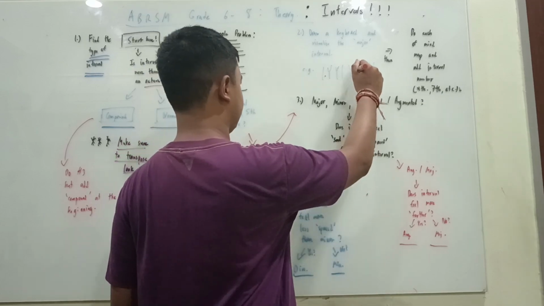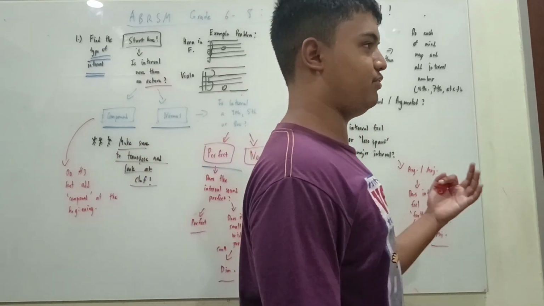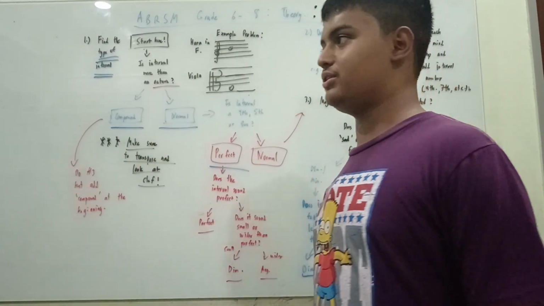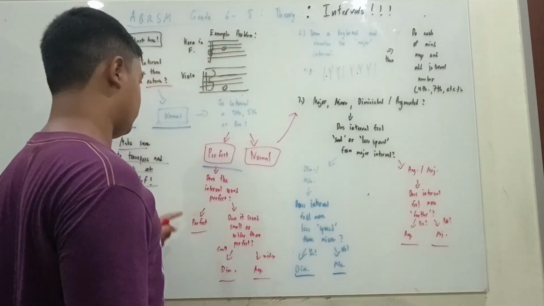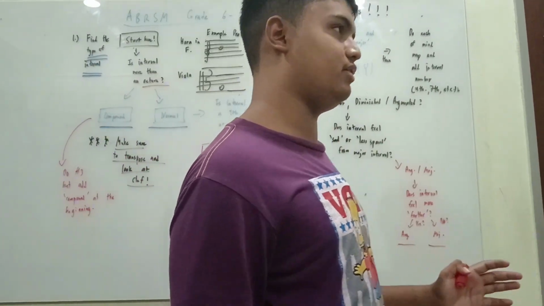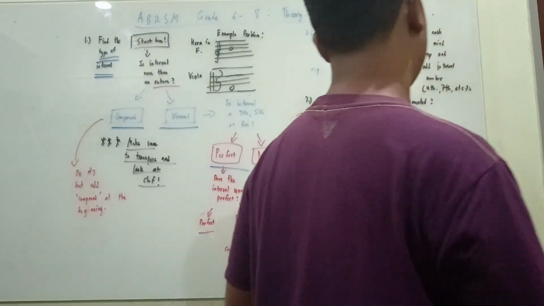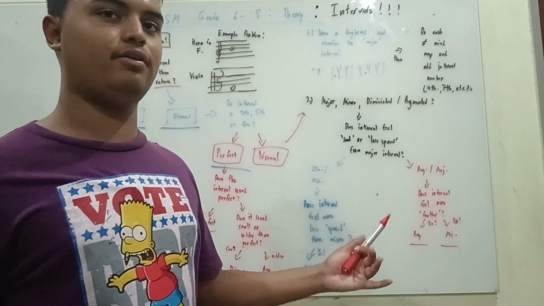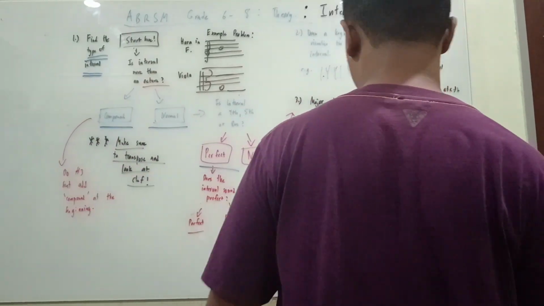As an example, I need to do C to G, right? It kind of sounds perfect, right? So if it sounds perfect, then you're going to add the word perfect with the distance between the two notes. So for example, C to G is a perfect fifth because its distance is a fifth.